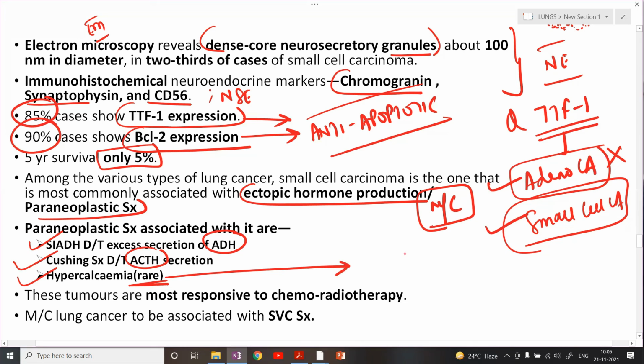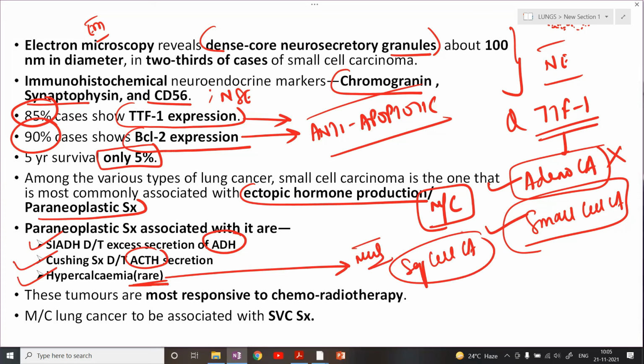Which other lung tumor is maximally associated with hypercalcemia? This is an MCQ. Squamous cell carcinoma. So all these points, though they are very easy, are very confusing, so I have made it very clear for you with this particular PowerPoint. Also, though they have a worse prognosis, they are the most responsive to chemoradiotherapy.